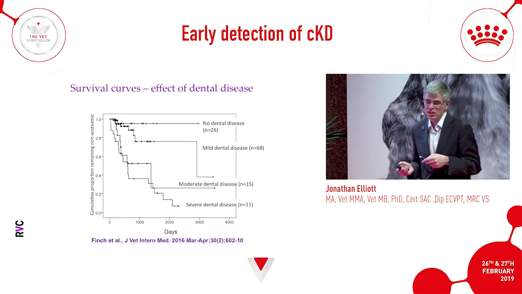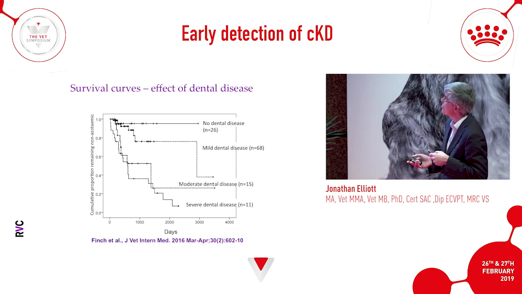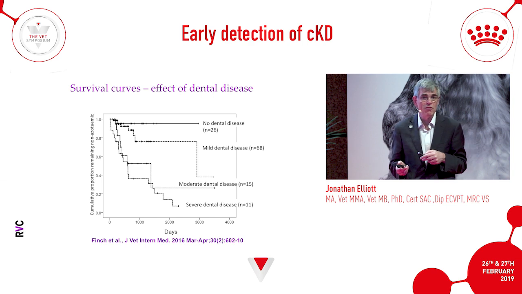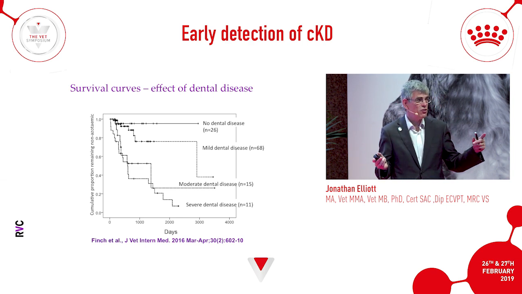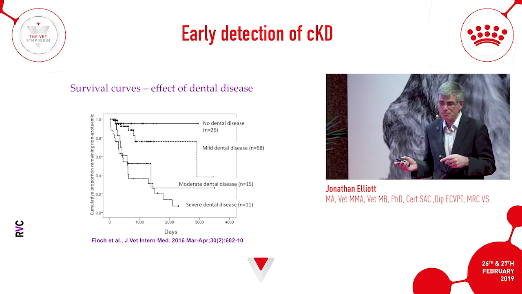With the dental disease, we only had 11 cats that were classified as having severe dental disease in this study. And that's why those confidence limits are very wide on that hazard ratio.